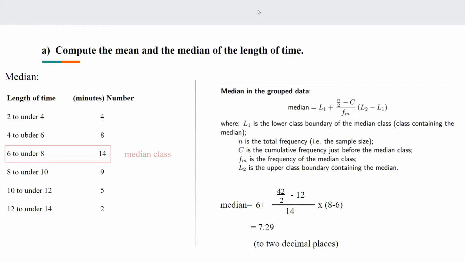In this question, according to the accumulated frequency, the 21st and the 22nd numbers are in the group of 6 to under 8. So this group is the median class. L1 is the lower class boundary, which is 6, and L2 is the upper class boundary, which is 8. After calculation, the median of this group data is 7.29, rounded to 2 decimal places.